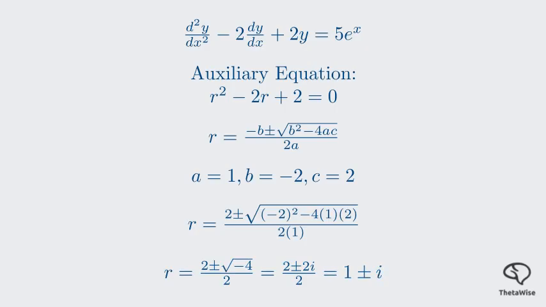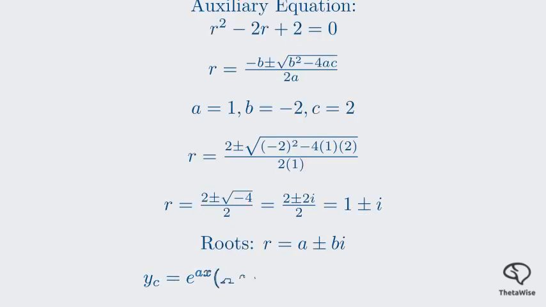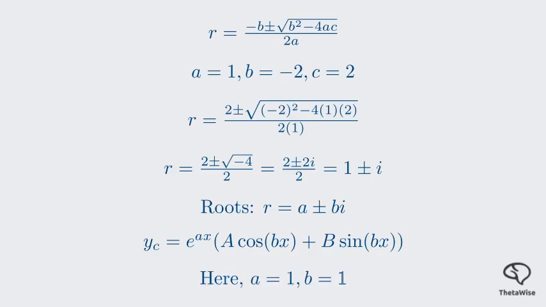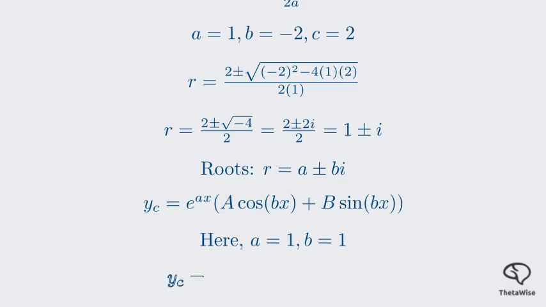They are complex conjugates. For complex roots of the form a plus or minus bi, the complementary function has a specific form. It is yc equals e to the ax times the quantity A cos bx plus B sin bx. In our case, the real part a is 1 and the imaginary part b is 1. Substituting these values, we get our complementary function. yc equals e to the x times the quantity A cos x plus B sin x. Step 1 is complete. Now for step 2.